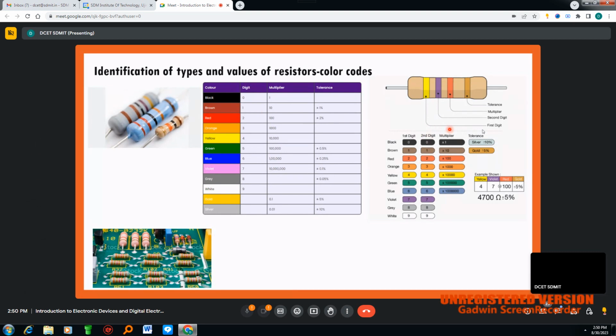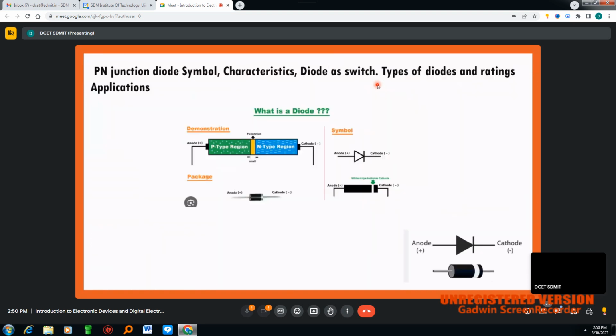Okay, now we can observe this is a way we'll find out the resistance value based on the color code. Now we'll proceed to the next topic. So this is a fundamental device, what we call a diode. In your syllabus, they specified the PN junction diode symbol, its characteristic, diode as a switch, types of diode, and rating application. First I would like to explain what is PN junction.